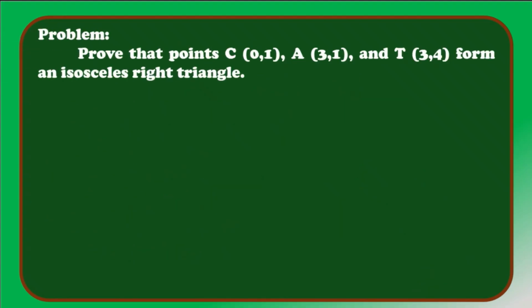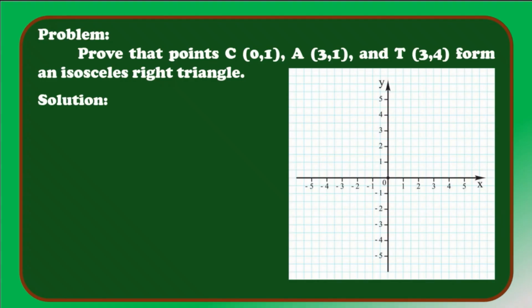Prove that point C at (0, 1), point A at (3, 1), and point T at (3, 4) form an isosceles right triangle. Let's proceed to the first part, which is the plotting of the points. Let's plot C, that is (0, 1). We have A at (3, 1), and point T at (3, 4). Based on our illustration, we could form a triangle.